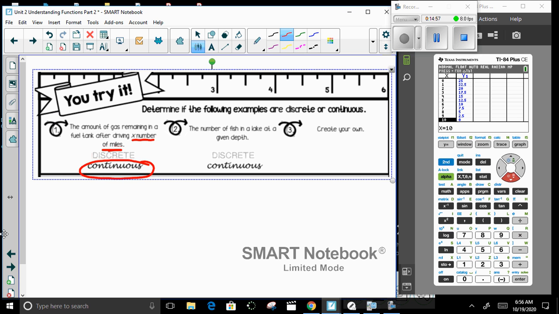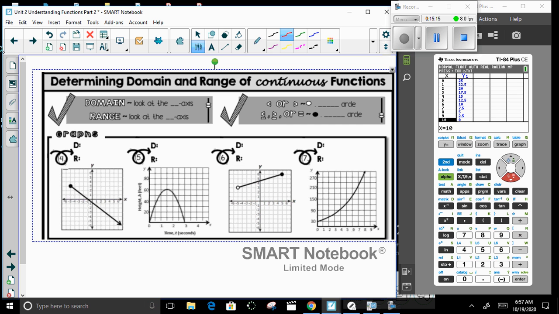The number of fish in a lake at a given depth. So at every depth, there's going to be a different amount. That is a discrete graph. We're not going to make our own. We'll skip that last one, creating your own.